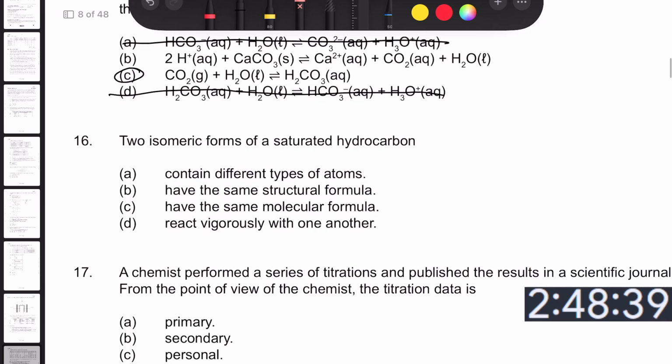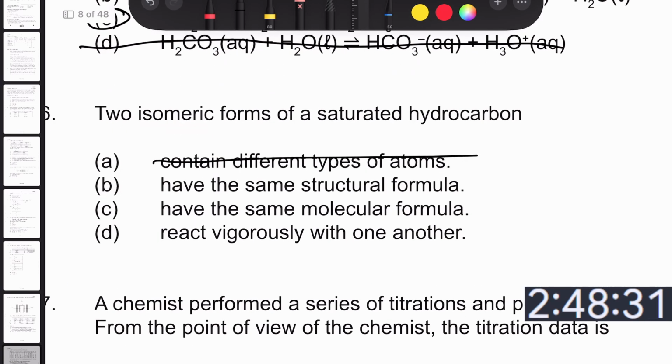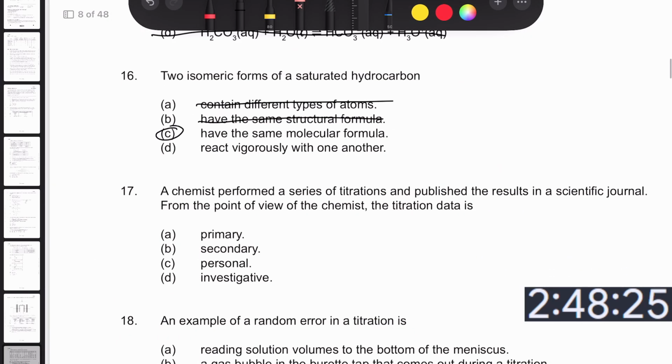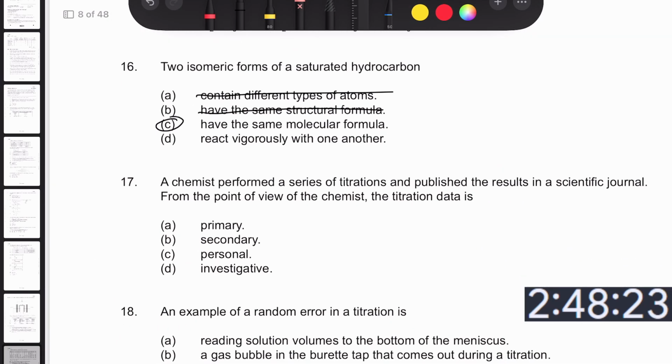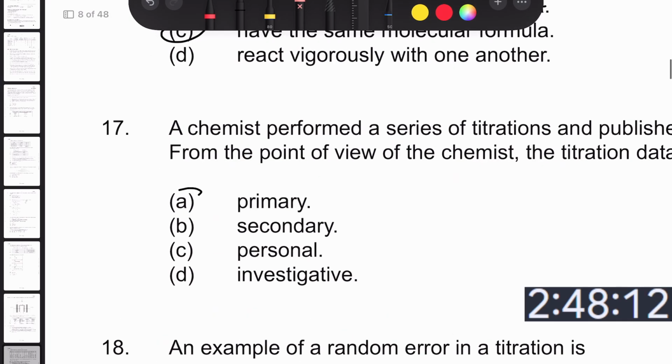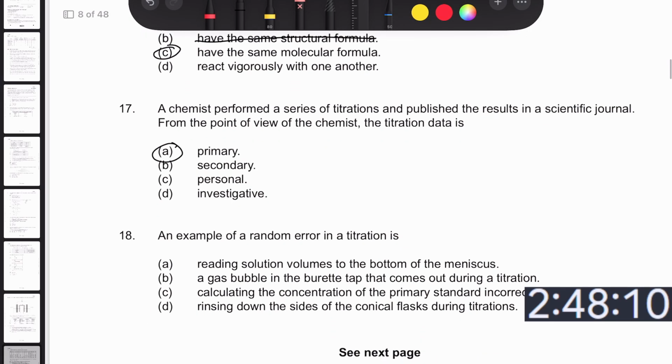Carbonic acid. Two isomeric forms of a saturated hydrocarbon contain different types of atoms, same structural formula, same molecular formula, reacted vigorously. They have the same molecular formula. A chemist performed a series of titrations and published the results in a scientific journal. From the point of view of the chemist, the titration data is primary because he did it himself.